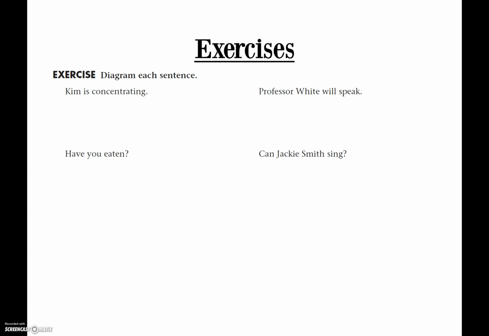Take a moment again to pause the video and try these 4 problems. Unpause the video when you're ready to check your work. In the first one, Kim is concentrating. Kim is our subject. She's the one doing the action. And is concentrating is our verb. Concentrating is the thing that she is doing. That's our main verb. Is is a helping verb.